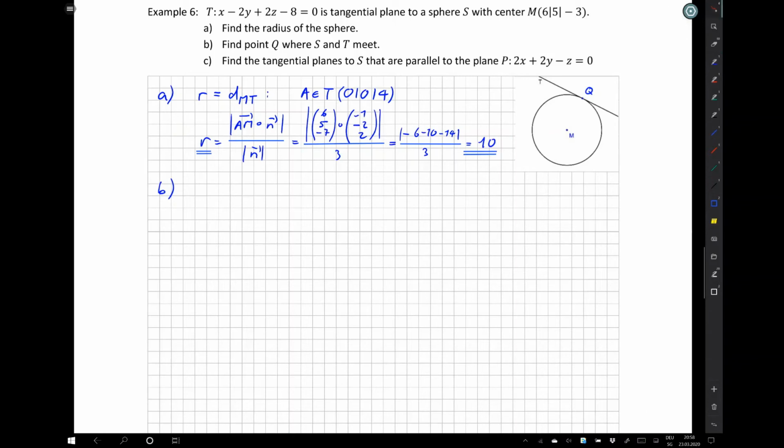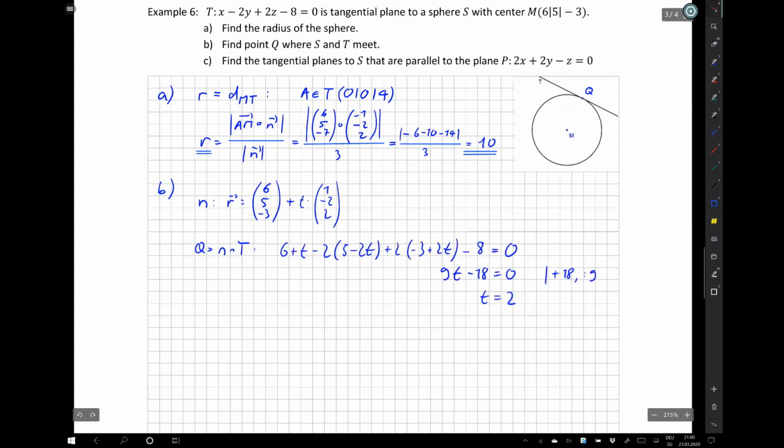To find this point Q, we have to intersect the normal to the plane T through M with the plane T itself. The equation of the normal is r vector equals the position vector of point M, 6, 5, minus 3, plus t times the normal vector we get from here, 1, minus 2, 2. We get Q as the intersection of N and T, and we get that t equals 2, and the point Q is 8, 1, 1.